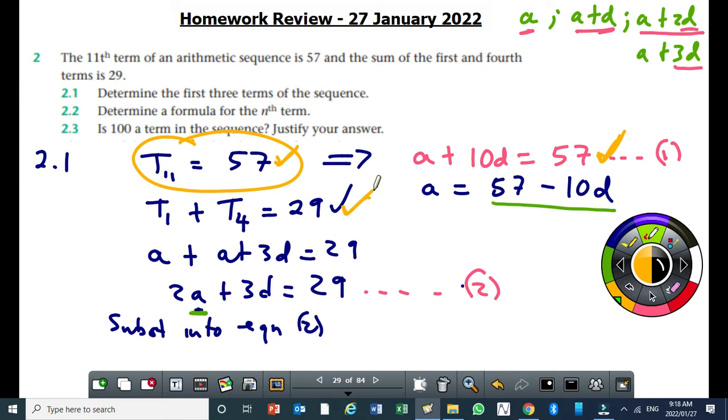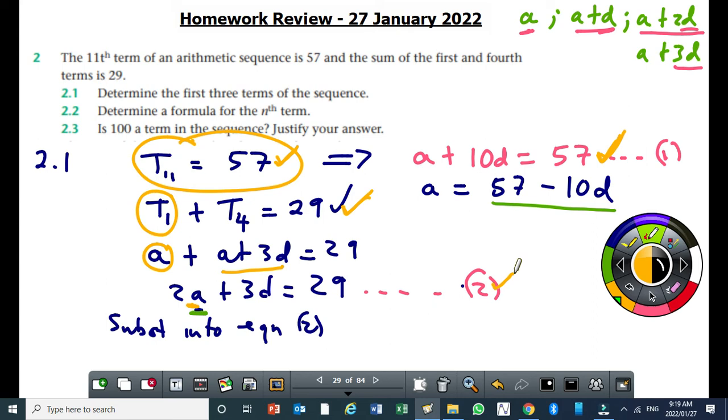We can write it using A and D as this: T1 is equal to A. Right? Then T4 is going to be equal to A plus 3D, and that is equivalent to 29. Then you add the like terms, A plus A, that will give you what? 2A plus 3D, you get 29. That's your second equation. Right? The rest after that is grade 10 work.